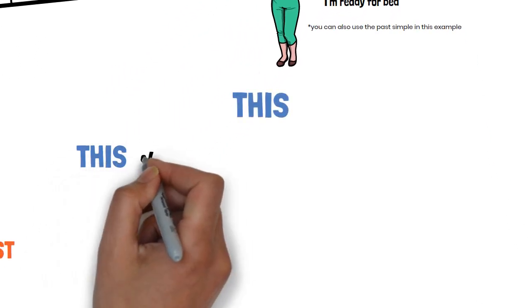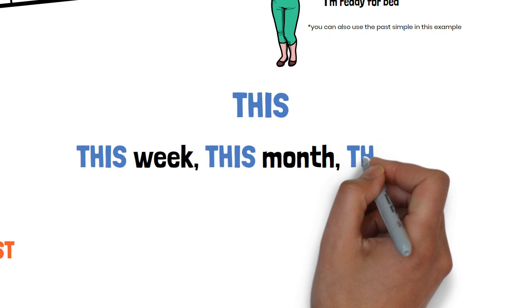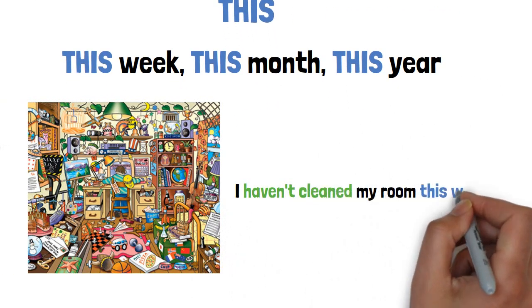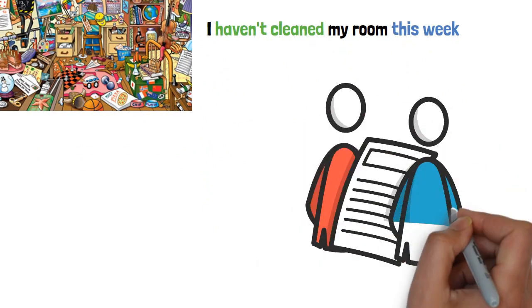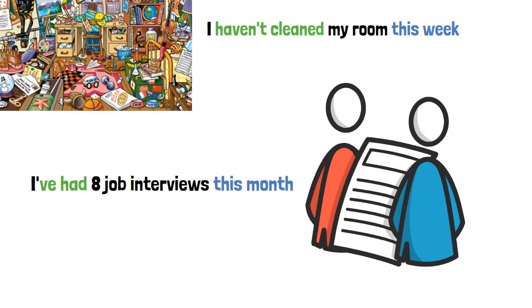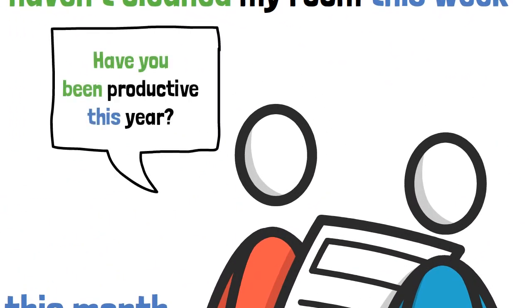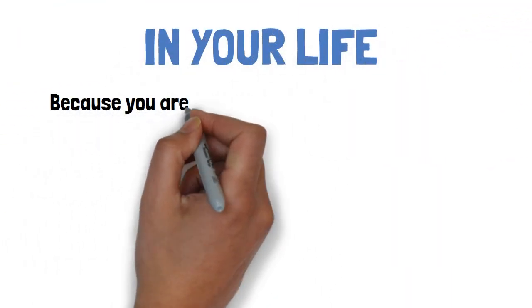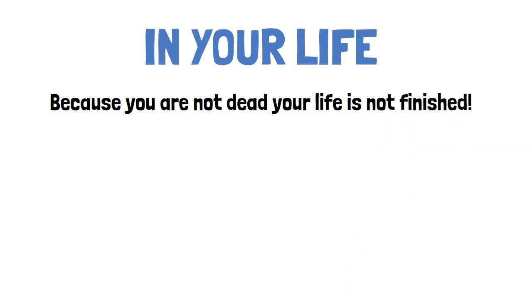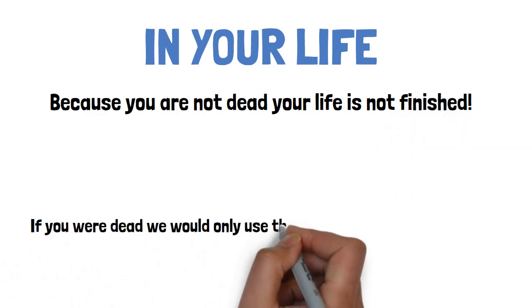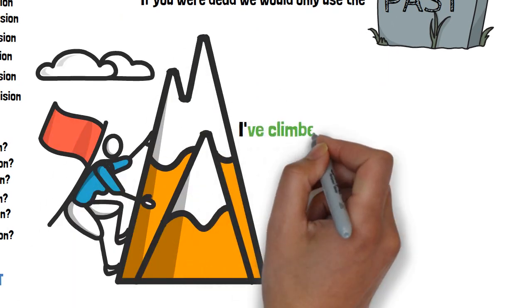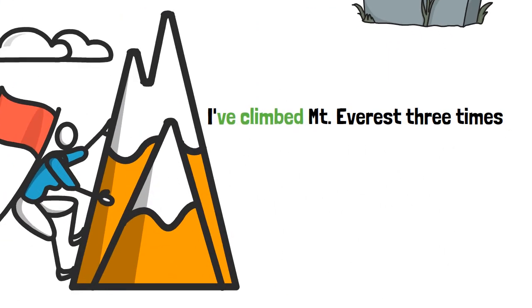This. For example, this week, this month, this year. I haven't cleaned my room this week. I've had 8 job interviews this month. Have you been productive this year? In your life. Because you are not dead, your life is not finished. If you were dead, we would only use the past. I've climbed Mount Everest 3 times.